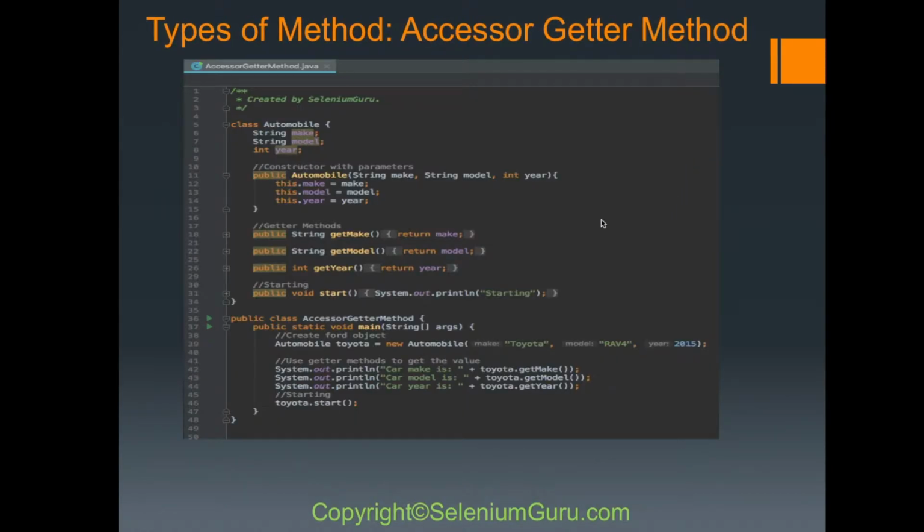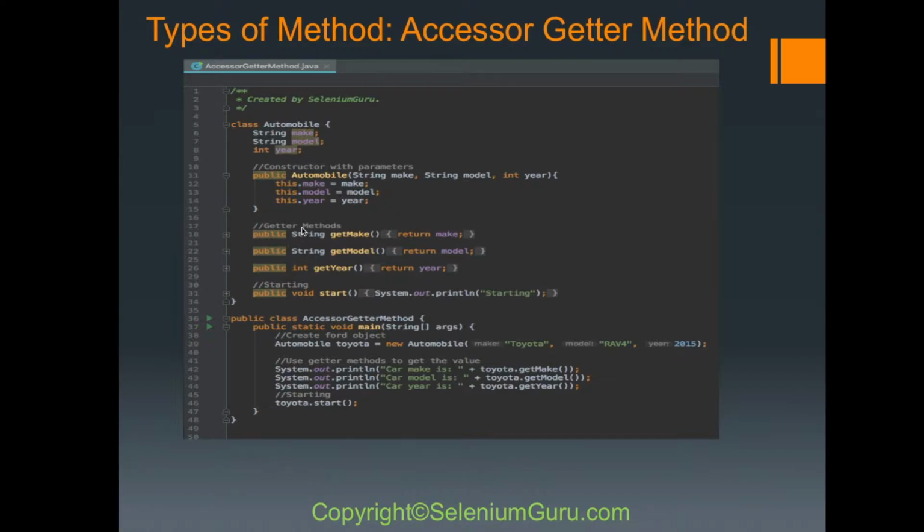For instance, I've got this Automobile class here, right? I've got these three variables: make, model, and year. Now what I did here is I created a constructor, Automobile. I know it's a constructor because it has the same name as the class, and it has the parameters make, model, and year, just like we did in our last lecture.